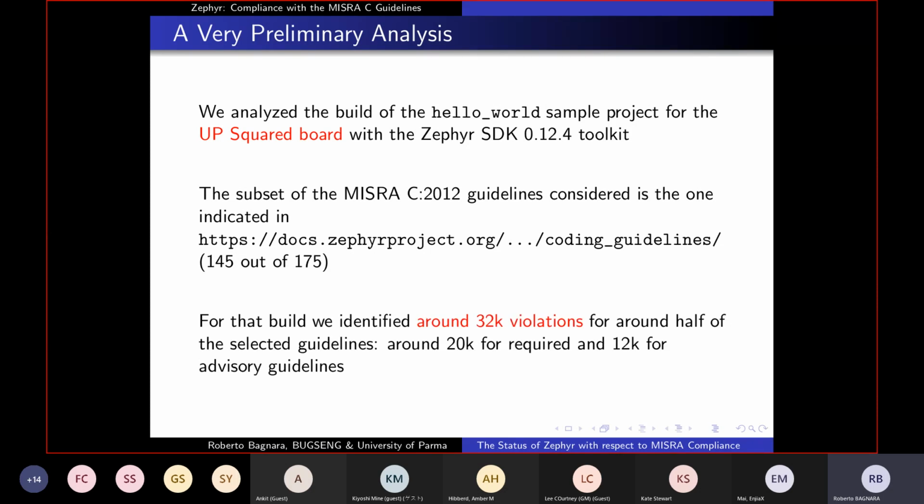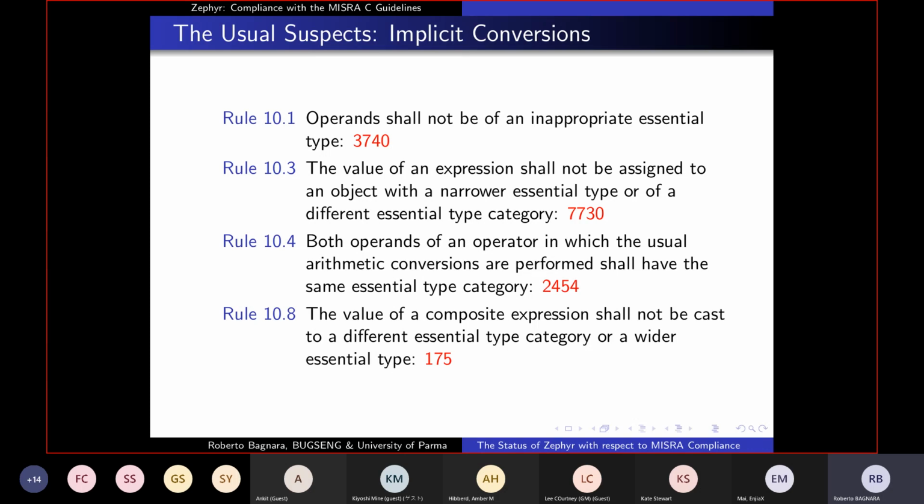Now, for this build, we identified around 32,000 violations. And this concerned around half of the selected guidelines. I think there are violations, if I remember correctly, for 77 guidelines out of 145. And we have around 20,000 violations for required guidelines and 12,000 for advisory guidelines. So, as I said, advisory guidelines are recommendations, so I wouldn't consider this 12K problematic, whereas 20K is something that requires attention.